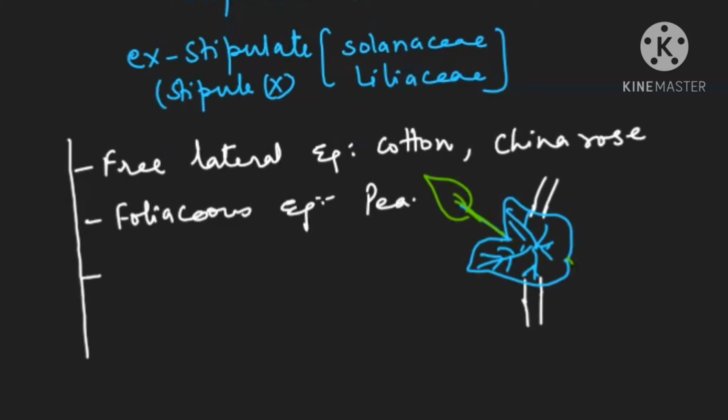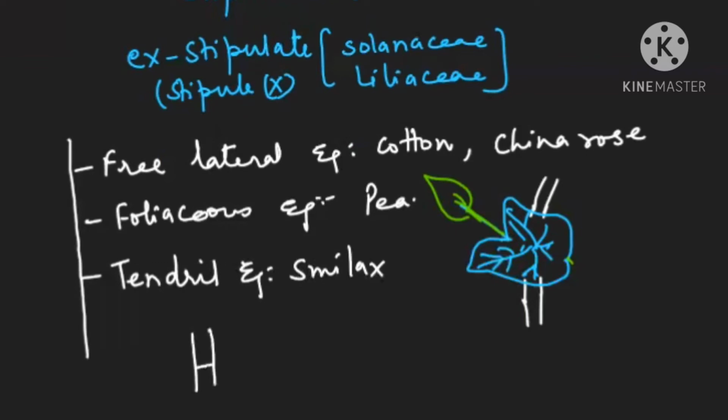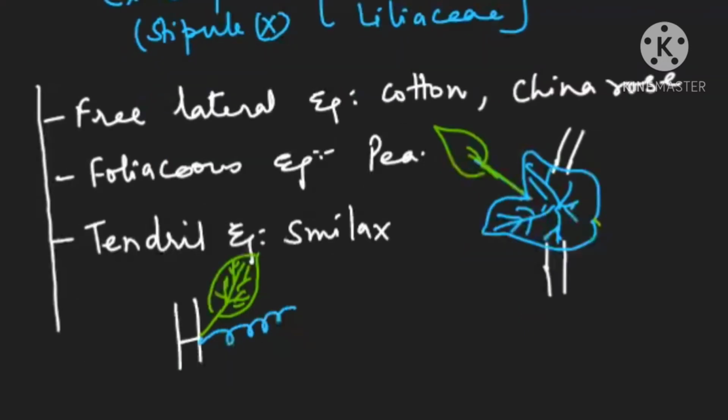Now next, important is that it can be made into a tendril also, and this is again a very important example: smilax. See the diagram. This is your stipule which is becoming tendrils. The tendrilar stipule is present in smilax. So these are a few modifications of the stipules with respect to the competitive point. I have explained it. I hope this much of the topic is clear to you.